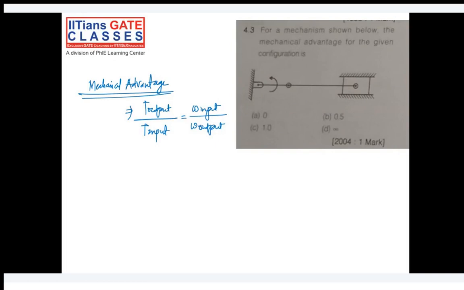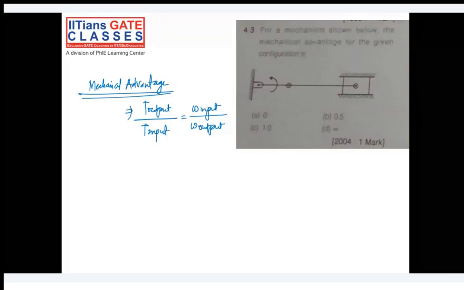Yes, T out equal to T. Yes, total moment. You can say what is given versus the output should be the same. Or power, we can say, power input equal to the power output formula we have used. So torque into omega will be power. So input torque into input omega will be equal to output torque into output omega, and that's why the ratio of torque and ratio of omega will be different, will be opposite.